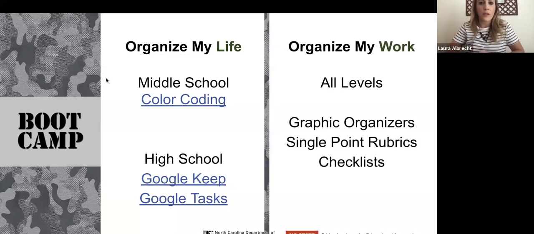In terms of the academics and the work that comes into it, model and show students how to use graphic organizers to organize their notes and their thoughts. Utilize single point rubrics. For students who struggle with organization, planning and prioritizing, give them a simple rubric: here's what you need to do, here's where you are currently, here's what you need to do to move to success. So, little checkpoints.